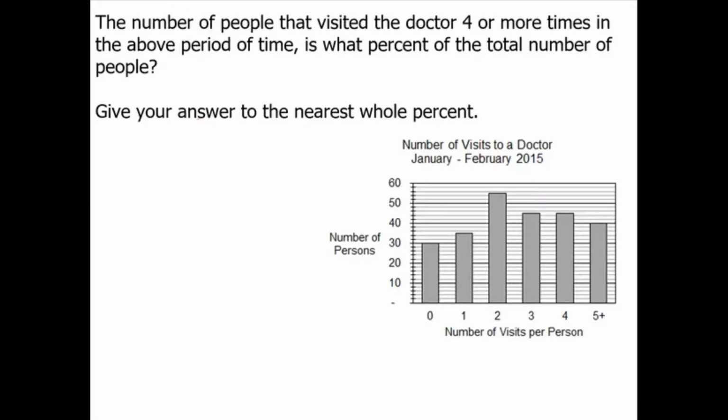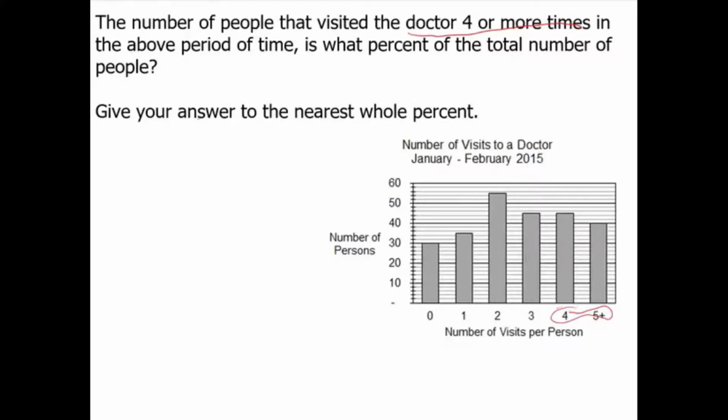Okay, so in this problem, we're looking for the number of people that visit the doctor 4 or more times in the above period of time. So let's focus on there first. So you could have gone to the doctor 4 times, 5 times, or more than 5 times. So we're going to focus on these 2 columns. So let's count the number of people in those 2 columns first.